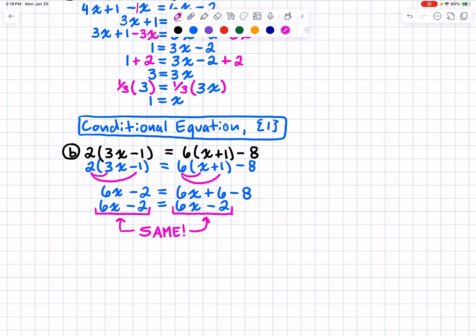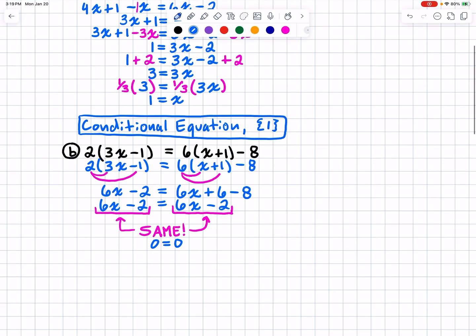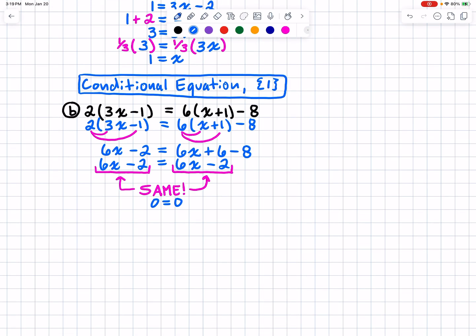And then you could add 2 to both sides, and you would end up with 0 equals 0. And you should pause the video and try it for yourself. See if you can get 0 equals 0. But getting anything that is the exact same equaling anything else that's the exact same, that is what is called an identity. So our answer here is identity.